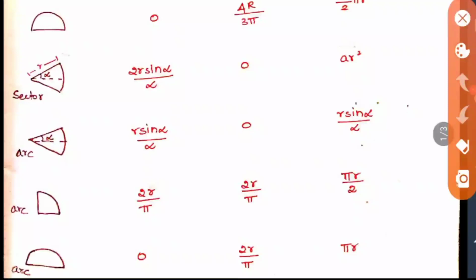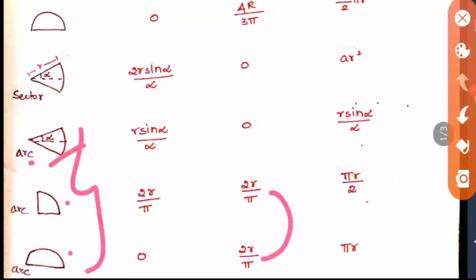Then the quarter circular arc: it is 2r by pi along the x-axis, 2r by pi along the y-axis, and the length is pi r by 2. And for a semicircular arc it is 0 for the x-axis and 2r by pi for the y-axis. So these both are the same for the y-axis, and the length is pi r. These three are arcs of a circle, but an arc need not be a quarter or semicircle. It can be of any length, but this is in particular for the quarter circular arc and semicircular arc.